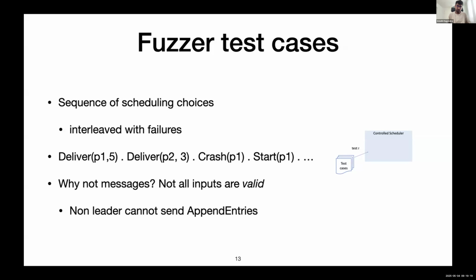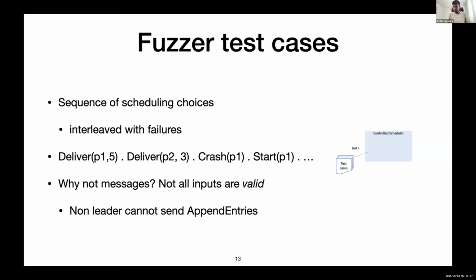You can ask, why don't we just randomly generate message sequences as inputs, so you know exactly which messages are delivered, and you can run them on the implementation by controlling the messages? The problem with this definition of inputs is that it's not possible to randomly generate them. Basically, not all inputs are valid. So you can't just come up with a sequence of messages. For example, a non-leader can never send an append entry. So you have to essentially encode the protocol in the input generation process, and it becomes cumbersome work in itself.